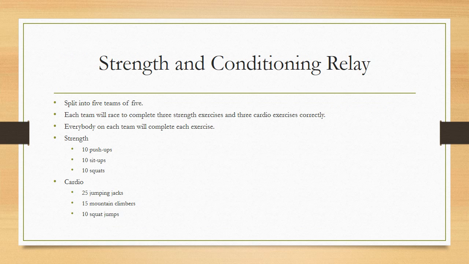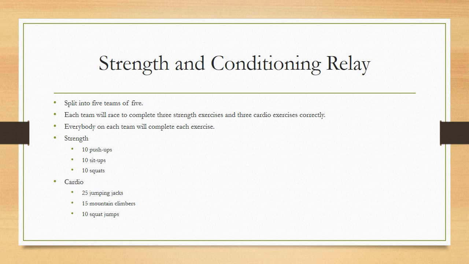Next, I'll move on to our fun activity of the strength and conditioning relay. In order to do the strength and conditioning relay, I will have to split the classroom up into 5 teams of 5, or roughly that depending on the amount of students we have there for that day. The way the race will go is I will give the class their strength and cardio exercises they must complete. One student will go at a time, completing one exercise.